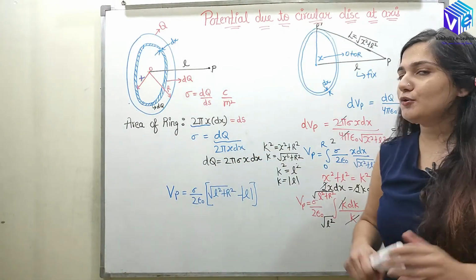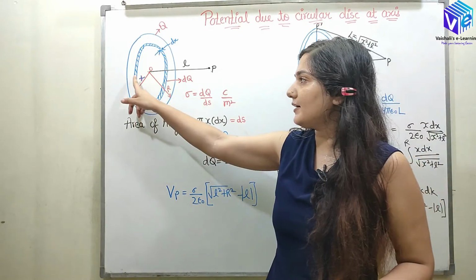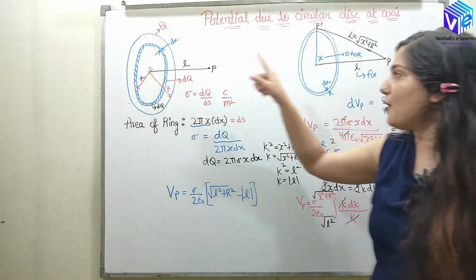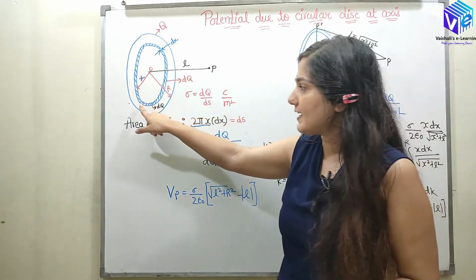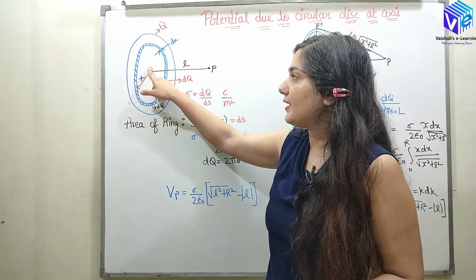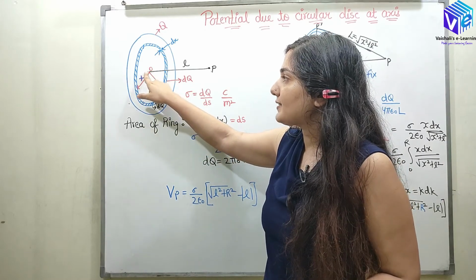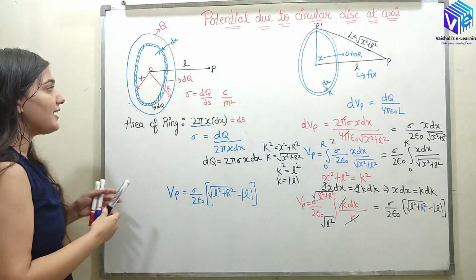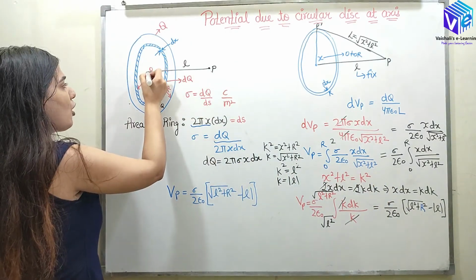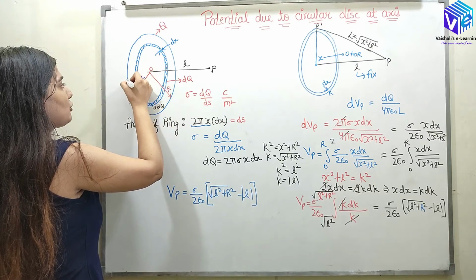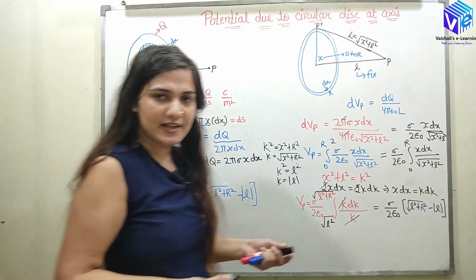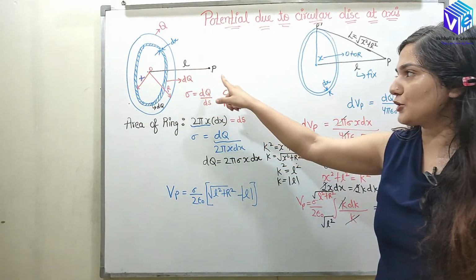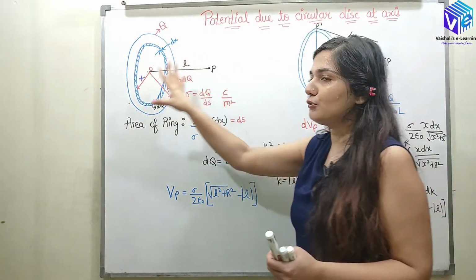I hope you understood what I have done. I have taken a very small width of ring over here and found the potential due to this ring. Then I have integrated the ring from x equal to 0 to x equal to r. If I take infinite rings of very small width, from this point up to this point, it will make a surface, a circular disc, and this is how I can find the potential at the point P due to the circular disc.